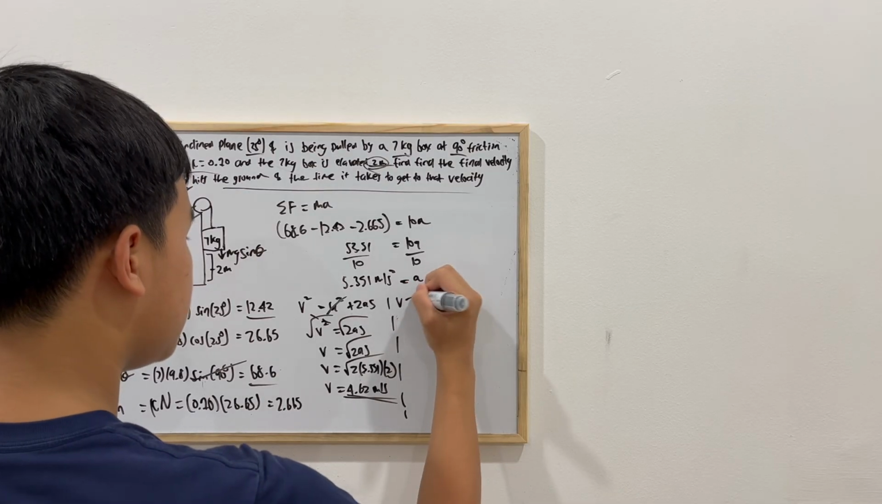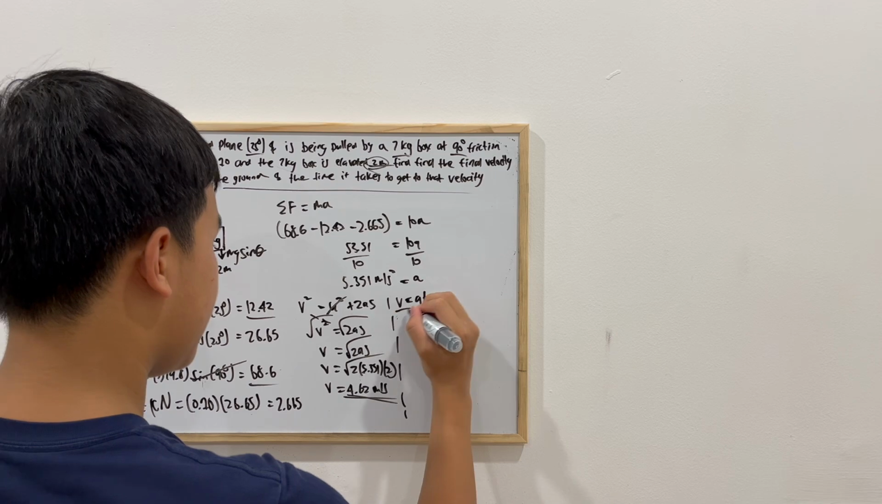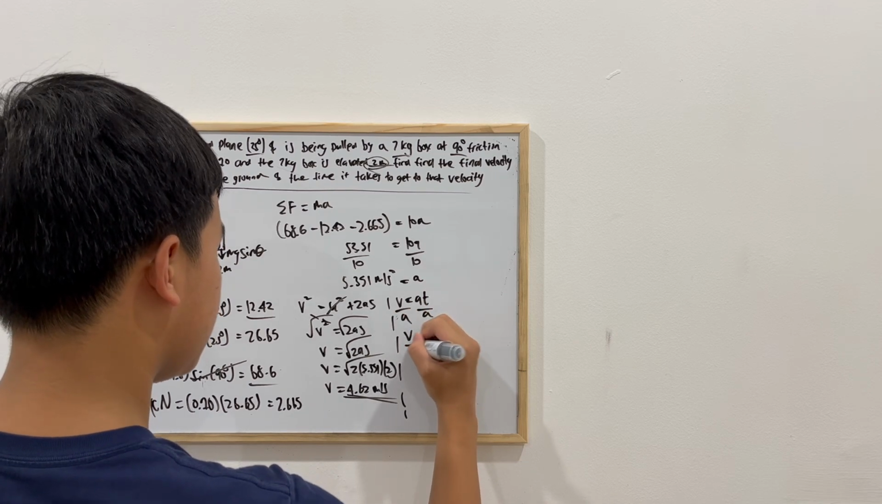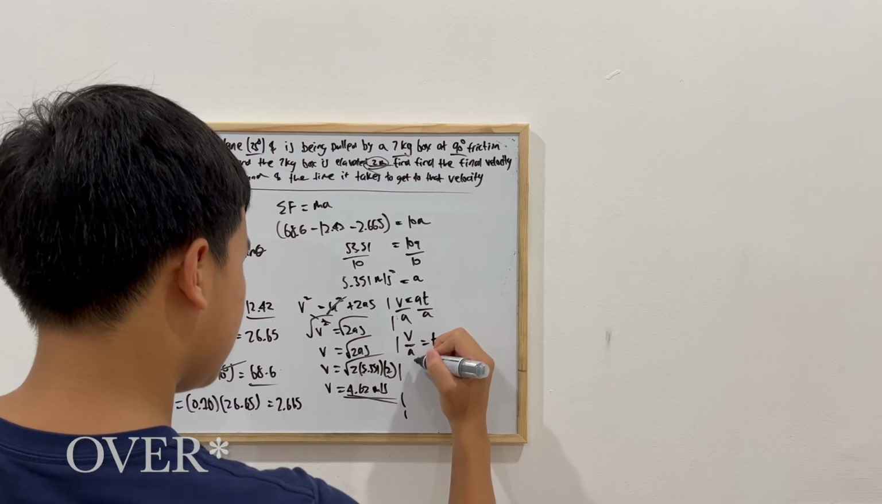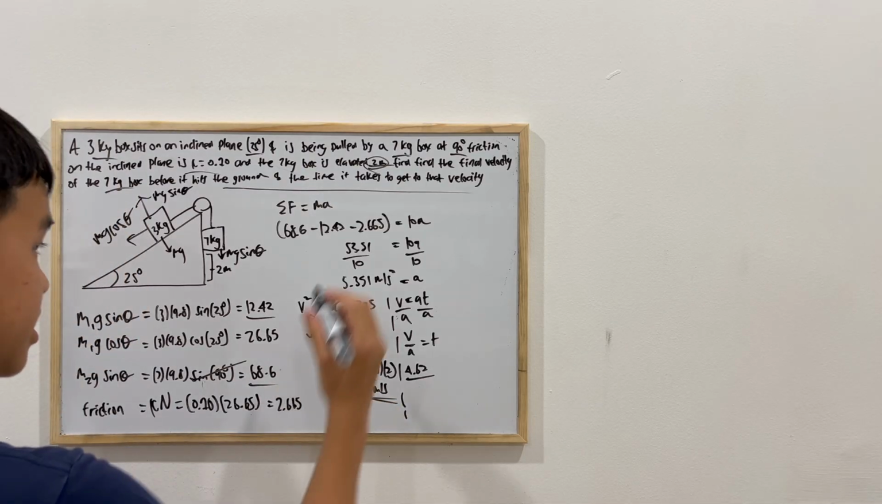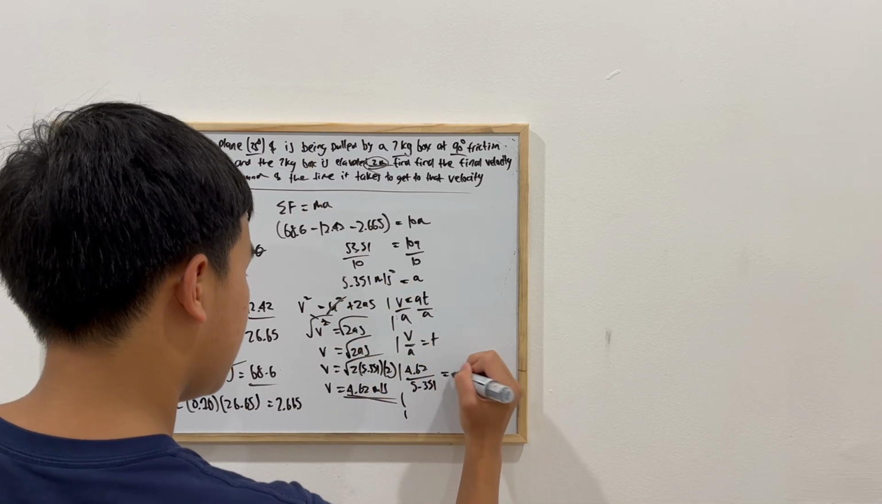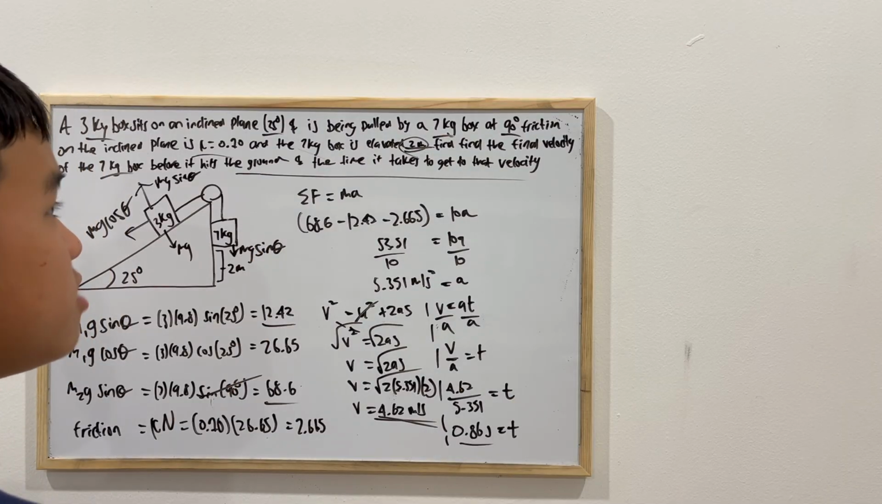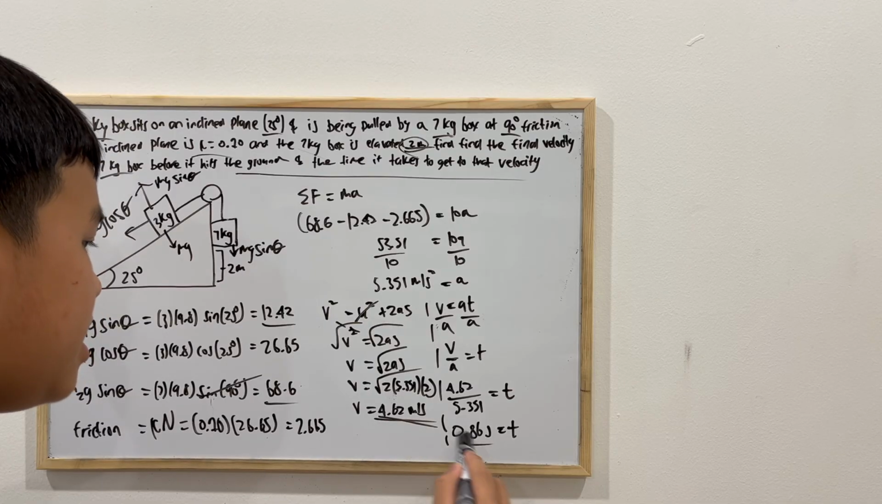Finally, to find the time it takes to get to this velocity, we're going to use the equation v equals at, and to find t, we divide both sides by a. So we get t equals v over a. We have our velocity value of 4.62 over our acceleration value of 5.351 equals t. So for this problem, it's going to take the 7 kilogram box 0.86 seconds to reach 4.62 meters per second.